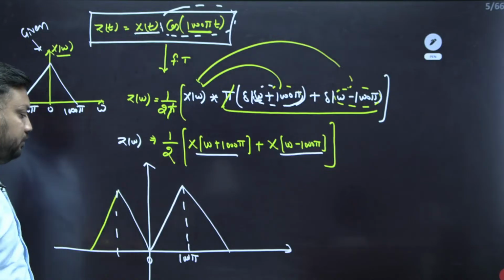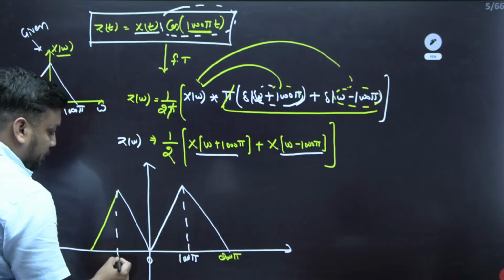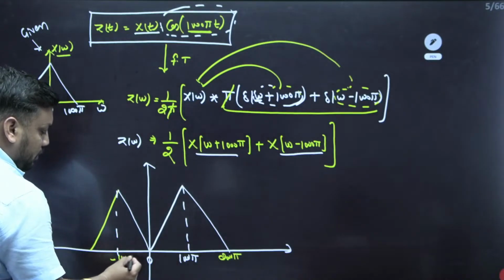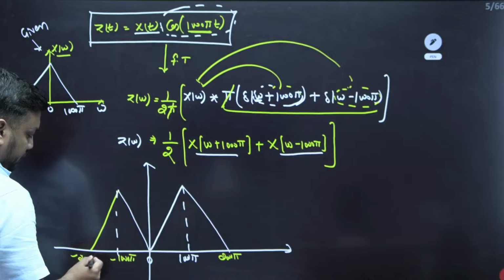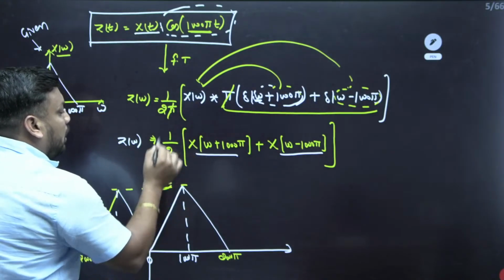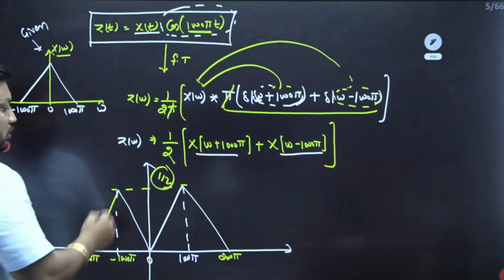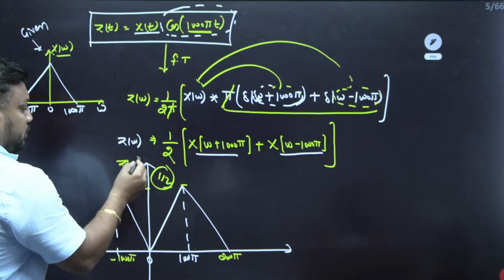The new diagram will be nothing but 2000 pi, and here it will be minus 1000 pi, and here it will be minus 2000 pi, and whatever the magnitude, now the magnitude has been amplitude scaled by half. Yes. So this is nothing but your Z omega.